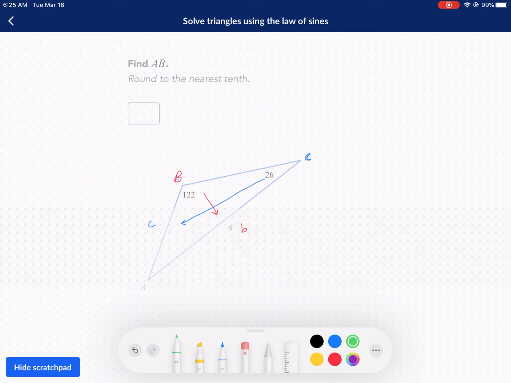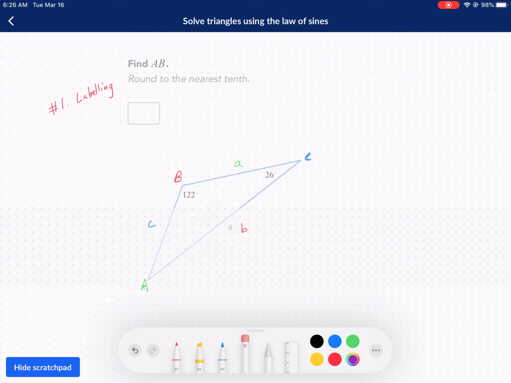And then let's make this last one green. This would be the A. Okay, big A, and then the opposite side would be little a, because it's opposite that angle. That's how you identify the sides. So the first step is always labeling the triangle, both angles and sides.